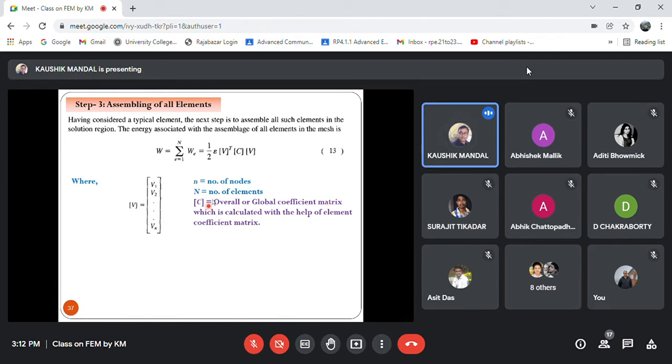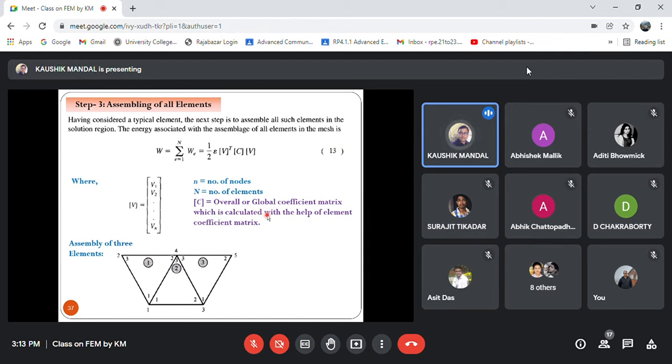Up to step 2, we are just dealing with a single element. So there was the coefficient matrix CE, that was known as the element coefficient matrix. Now when we are assembling all the elements, in place of CE, it will be C. So it is representing the coefficient matrix for the entire solution boundary. That's why it is known as the global coefficient matrix.